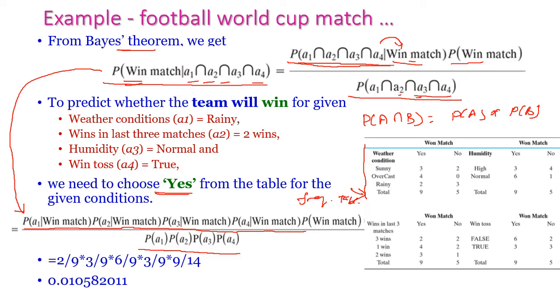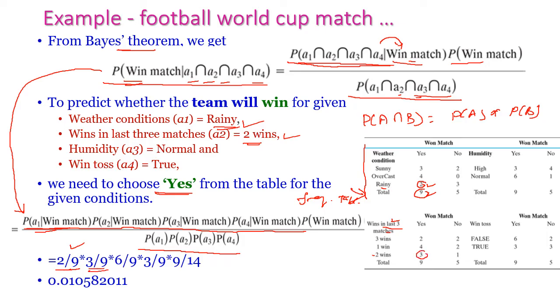Now P of A1 given win match divided by P of A1, isn't it? A1 is rainy. For rainy, yes is 2, and the total number of yes in the weather condition is 9. So 2 by 9. And the second one is wins in last 3 matches. Here it is 2 wins. So when it comes to yes, this is 3.